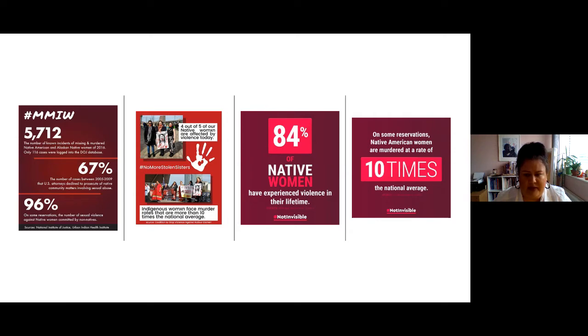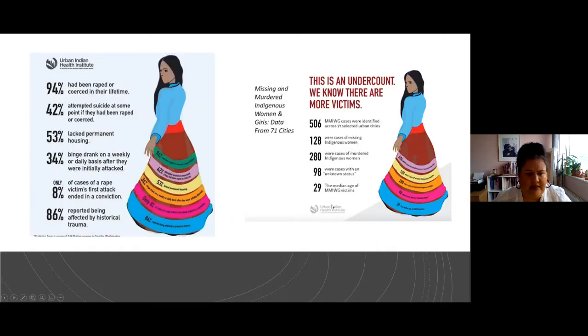And so when we think about the population in the United States, we represent less than 2% of the population, yet we have the highest rates of violence, poverty, suicide, health inequalities, joblessness, homelessness, and drug abuse than any other demographic. And so that's really telling in terms of how much the policies were designed to exterminate us.